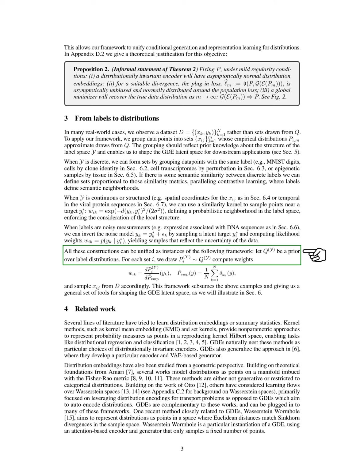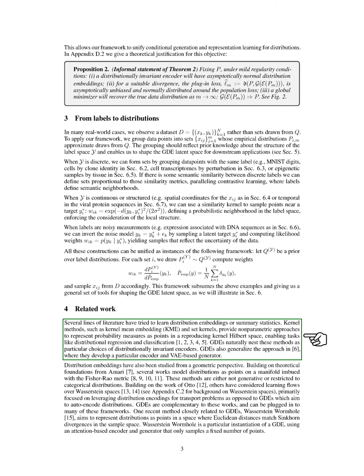We also review related work in the field. Various studies have explored learning distribution embeddings or summary statistics. Kernel methods, like kernel mean embedding, offer non-parametric ways to represent probability measures, which can be used for tasks such as regression and classification. Our approach naturally incorporates these methods as specific cases of our distributionally invariant encoders.